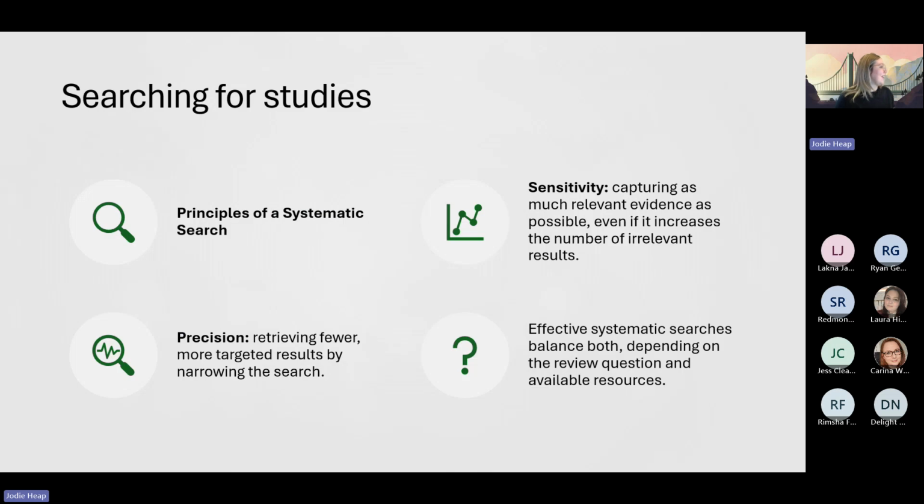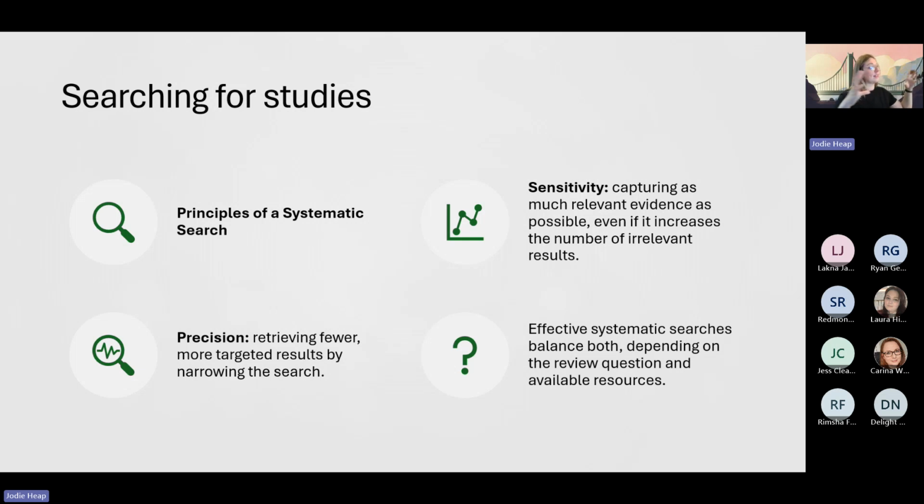Okay, so when we're searching for our studies, the principles of a systematic search are high sensitivity, so capturing as much relevant evidence as possible, even if it increases the number of irrelevant results. We are looking, however, at precision. We want to retrieve fewer and more targeted results by narrowing the search.